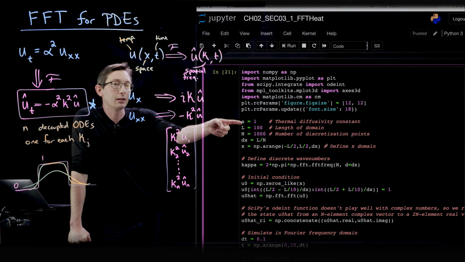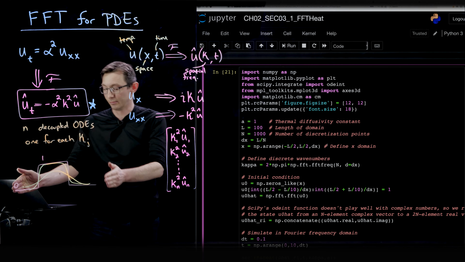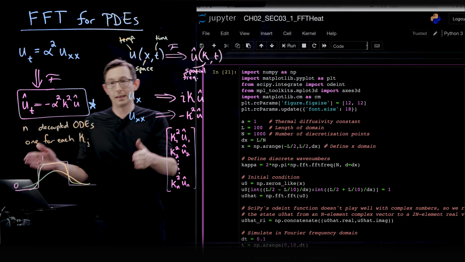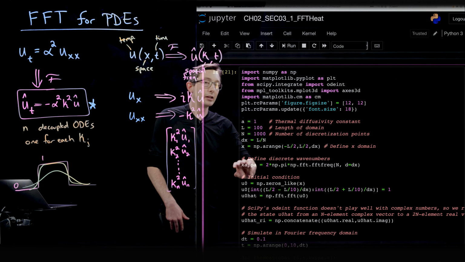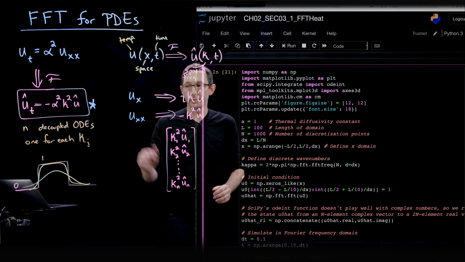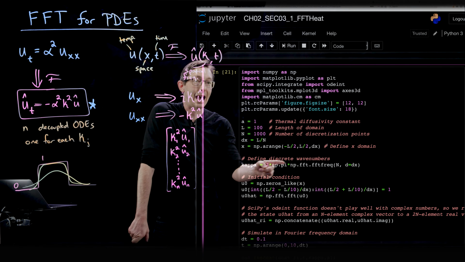Okay, so our domain is a domain of length 100 that goes from -50 to 50. We're going to have 1,000 data points in that domain, so that'll set up a particular delta x. Here, I'm going to define my kappa vector. So this vector of frequencies in kappa, from low frequency to high frequency, is all stacked into this kappa vector.